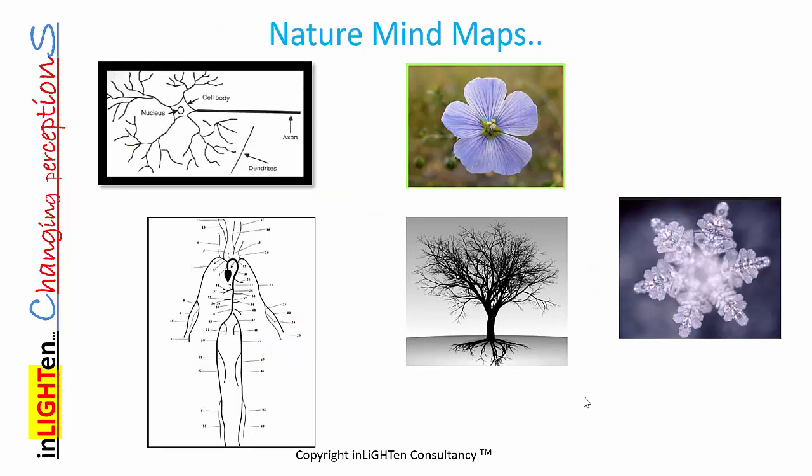And there are many more examples of radial or branching hierarchy in nature. Flowers, our blood circulation system, trees, water crystals, etc. It is almost as if nature is spilling its secret all around us, which may not have been noticed by us so far.